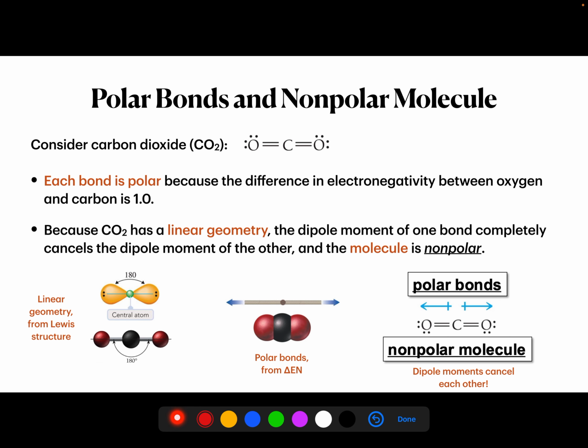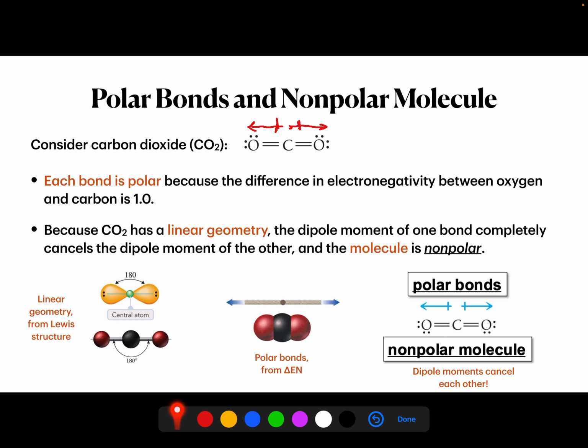In this case, our vectors would be oriented with the arrows pointing outward. Whoops, that didn't go in the right place. I should have my positive there. They'd be pointing outward. But we know this is a linear molecule, and how would I know that? A quick recap: this particular molecule has just two electron bonding groups, and when a molecule has just two electron bonding groups, it's going to be linear.